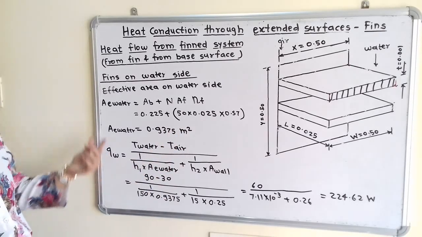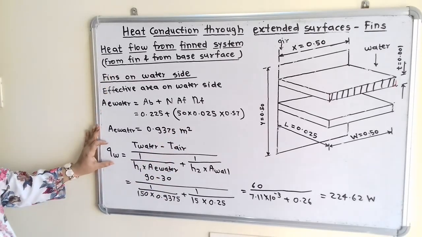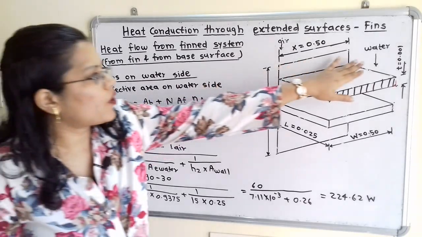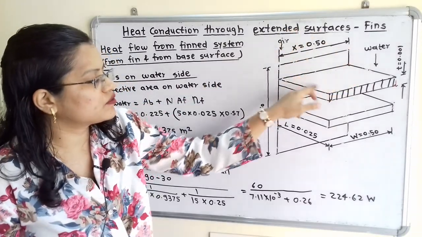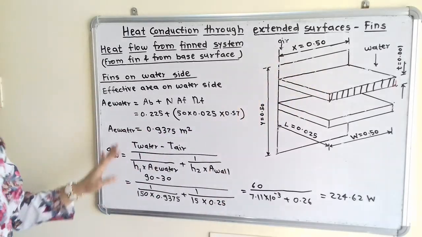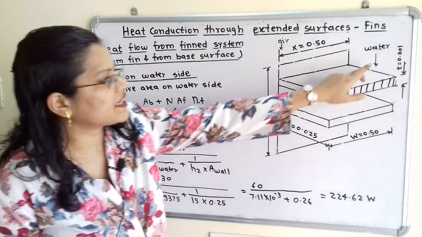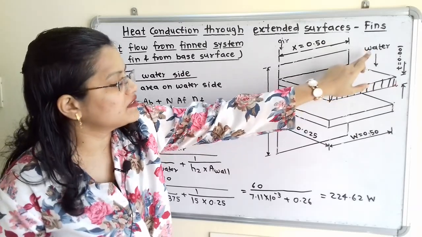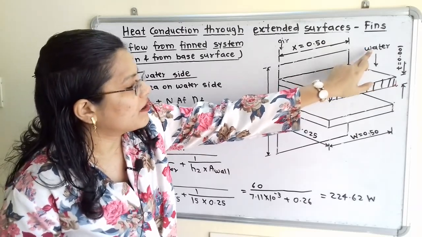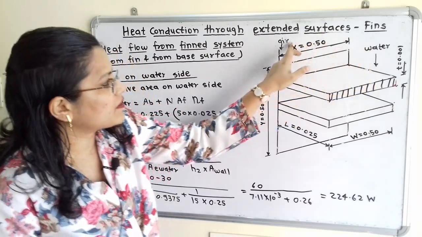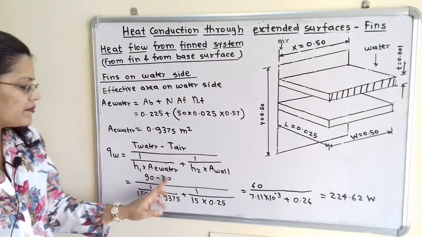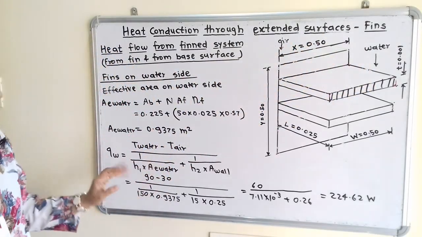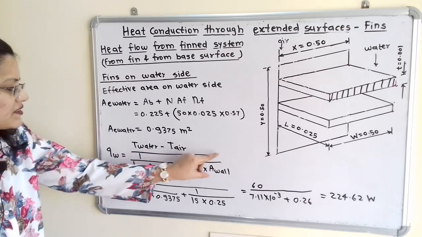Now we will find out the heat transfer from this water side towards this air side through these fins. So how to calculate this? Heat transfer is taking place between this water and air. So we have to take the temperature difference, that is the temperature of water minus temperature of air, that is 90 minus 30, divided by. Now this step is important.